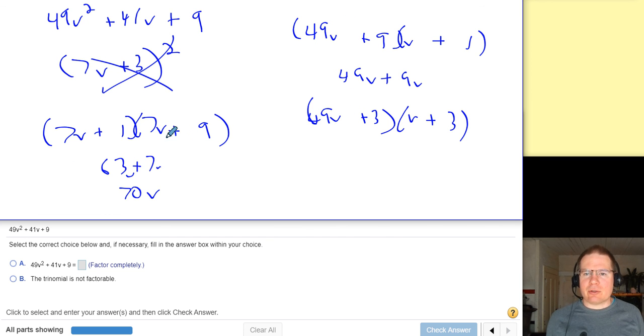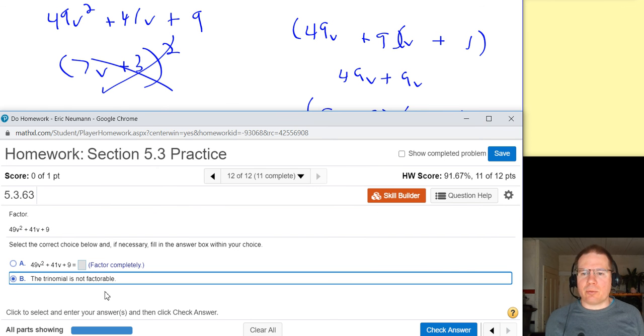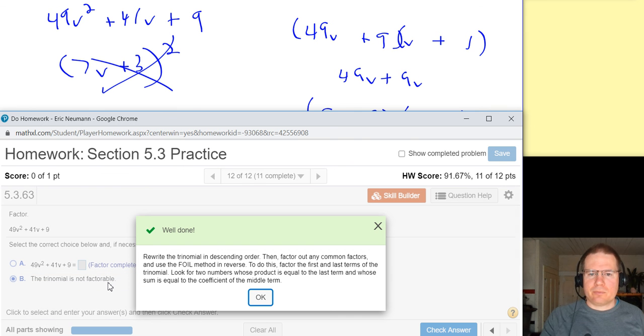7v and 7v with 3 and 3 didn't work. With 1 and 9 didn't work. 49 and 1 with 3 and 3 didn't work. 49 and 1 with 9 and 1 didn't work. Those are our only options. So we've proved that this trinomial is not factorable. There you go. So take a minute to read that when it shows up on your own.